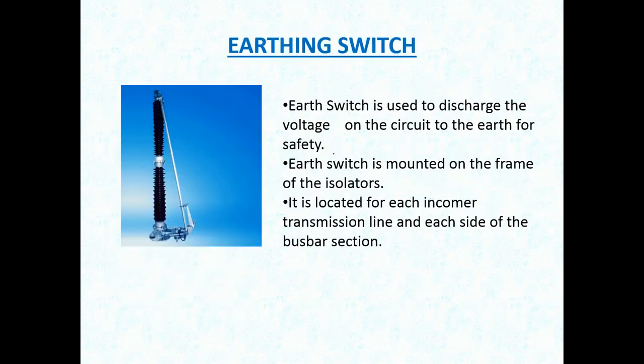Next, it is the earthing switch. Earth switch is used to discharge the voltage on the circuit to the earth safely. The purpose of earthing is, if any person touches a live wire or contact wire, the earth resistance is very low compared to human resistance. Therefore the total current will pass through earth whenever a fault occurs in a transformer.